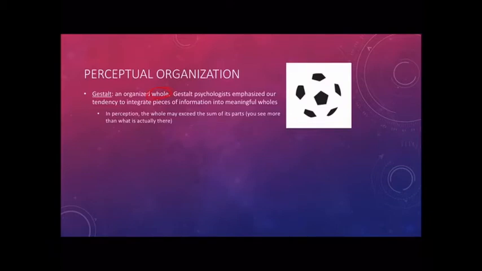But because your brain is sort of filling in these gaps and saying, well, this should be connected here because of the form and the angle of these shapes. And so your brain actually organizes it into this whole picture of a soccer ball, right? So that's this idea here. In perception, the whole may exceed the sum of its parts, meaning that you see more than what is actually there because your brain has filled in those gaps in order to make a whole thing that you can understand a little better.